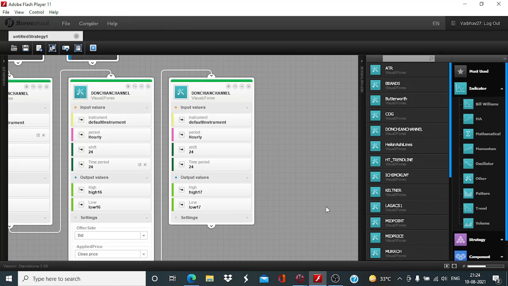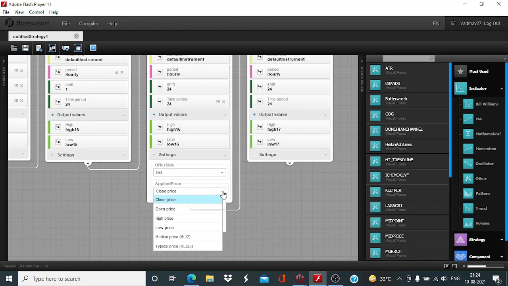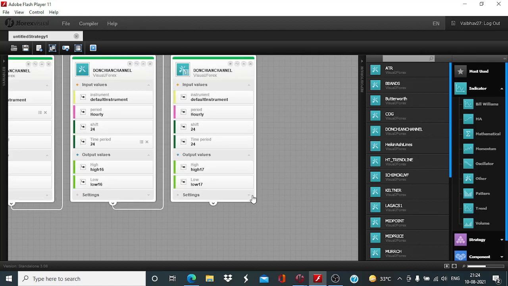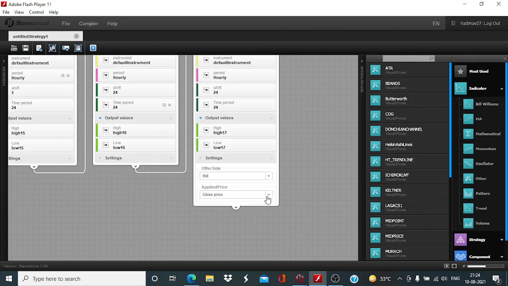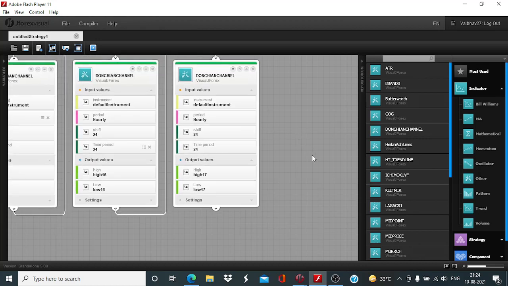Okay, and we have to change the applied price as well. In one block, high price will be used, in another, the low price. This is being done so that we are able to retrieve the highest and the lowest value over the given period of time, which is 24 hours.